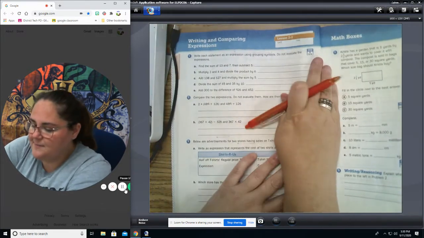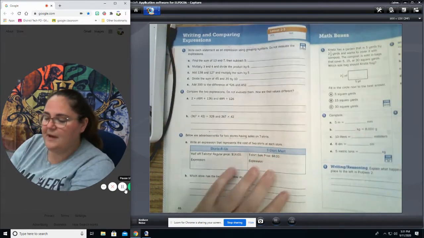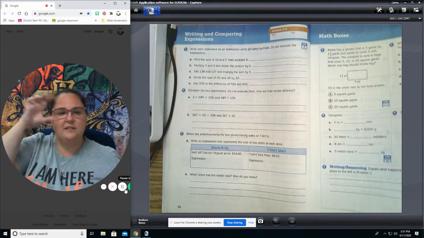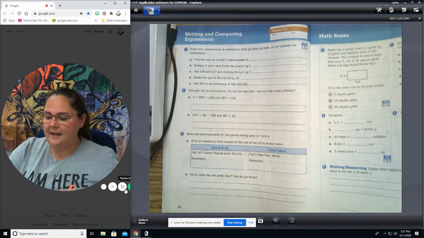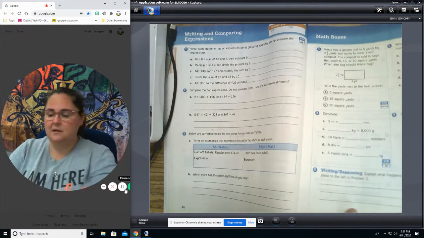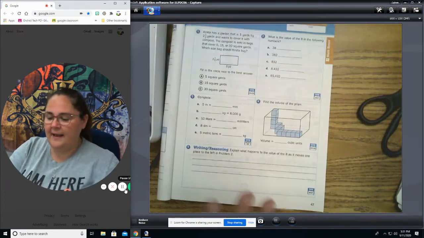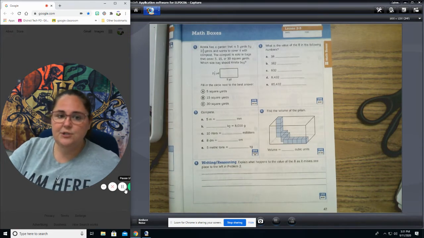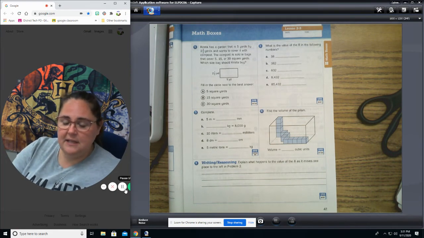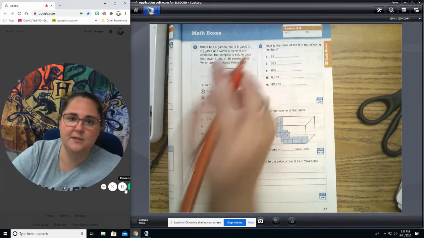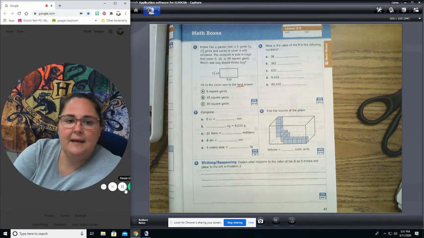Writing and comparing expressions. All right. This one, I'm going to actually do this lesson on a separate video, and it's going to be attached to a different link for you. So writing and comparing expressions, we're going to do on another slide. For this slide right now, I am going to go through math boxes really quickly. So what I need you to understand is number 1 says fill in the circle next to the best answer. That means you will choose one answer.